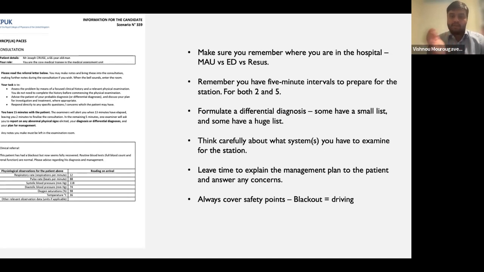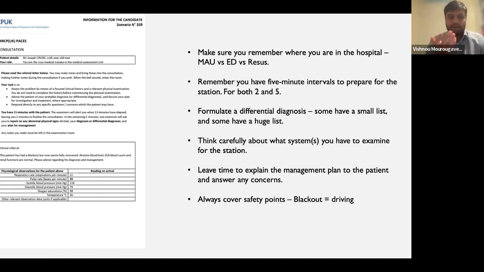So the key elements when you're outside the room and you've been given the referral and you've got your time to prepare for this station is number one, just think like a med reg, because that's what they're assessing you on. Remember where you are in the hospital. Are you in A&E? Are you in resus? Are you in ambulatory care? Are you on a ward? Just think about those things because that's very helpful in terms of logistics if you need to move patients. I think start thinking about what questions you're going to ask and what is your differential diagnosis.